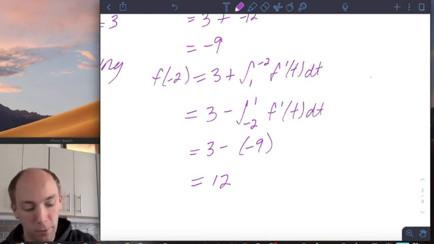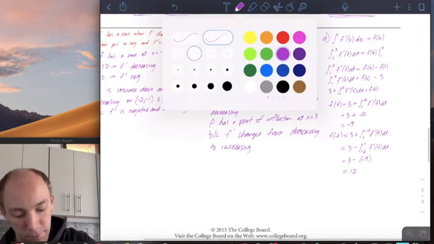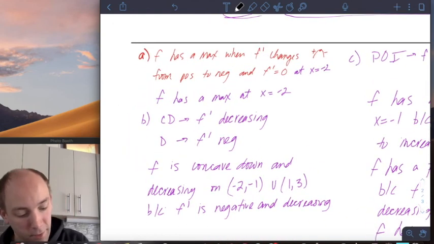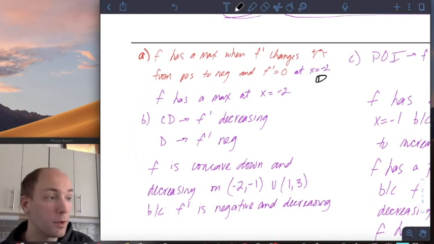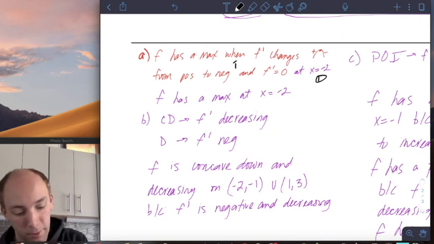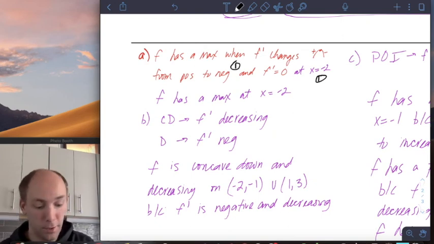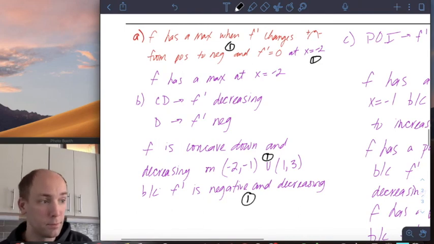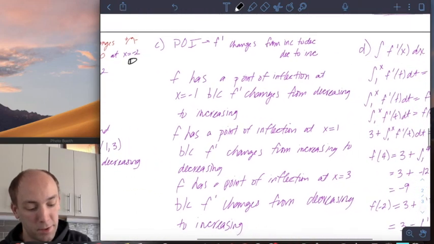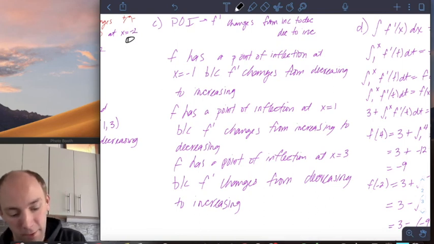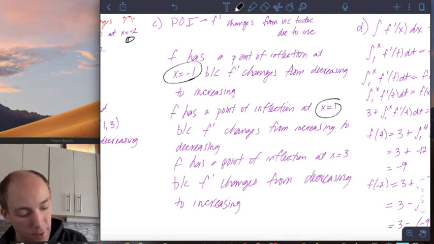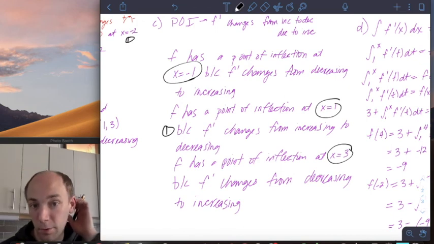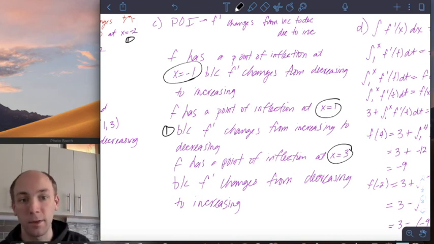Okay, let's talk about points. For part A, you're going to get 1 point for identifying x of negative 2 and 1 point for your answer with your reason. Okay? In part B, you're going to get 1 point for your intervals and 1 point for your reason. Okay? For part C, you're going to get 1 point for identifying negative 1, 1, and 3, and then 1 point for your reasons. Okay? 1 point total for all the reasons.